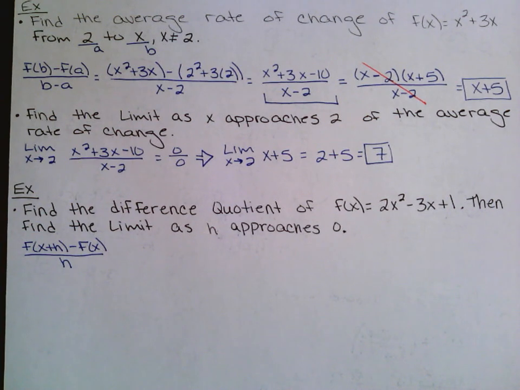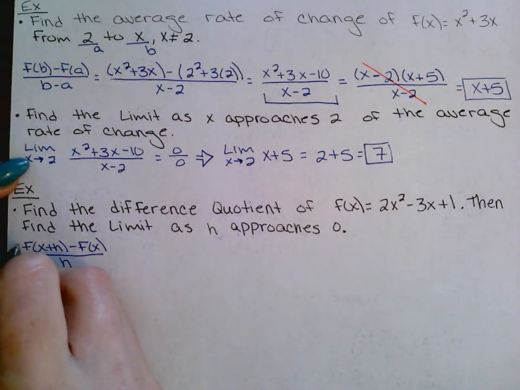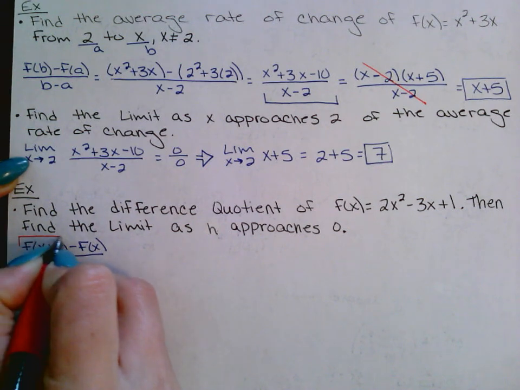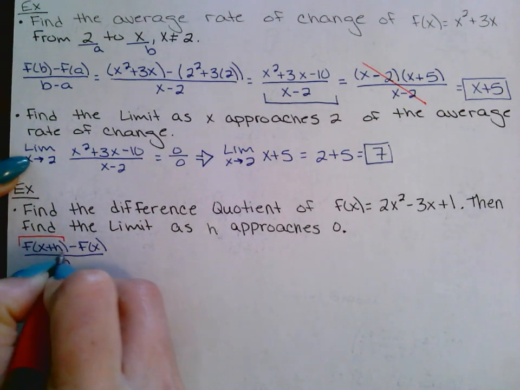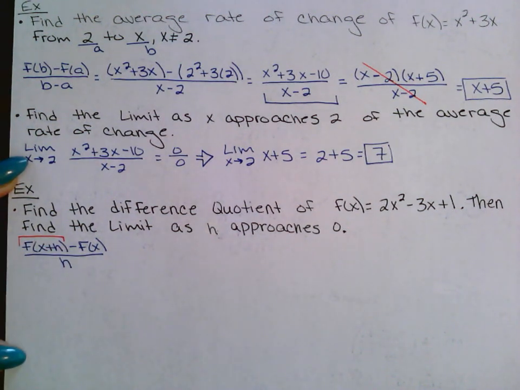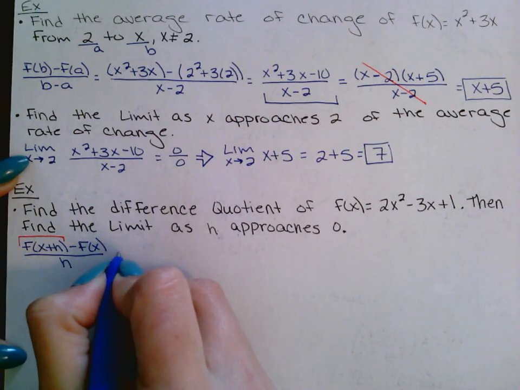All right, last question for today. Find the difference quotient of f of x, which is 2x squared minus 3x plus 1. Then find the limit as h approaches 0. So I'm going to warn you, this is a little lengthy, but it is very easy as long as you're careful with your signs. So step 1 is going to be to plug in an x plus h into my function.